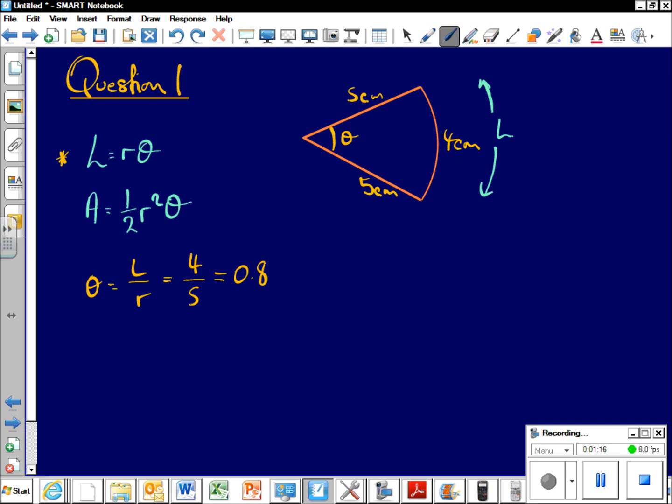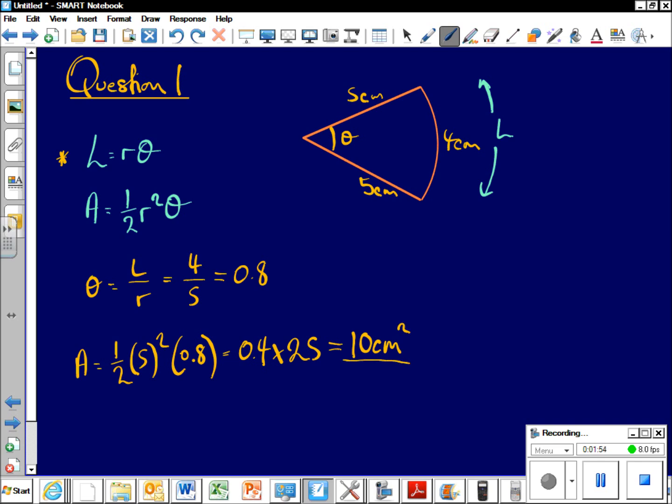And then it says find the area. Well, the area is just 1/2 r squared theta. That's 5 squared, that's 25, times 0.8, which is 1/2 is 0.4 times 25, right? 0.4 times 25. Is that 10? Yeah. Cool. 10 centimetres squared, right? Okay, who managed to do that? Easy question, right?